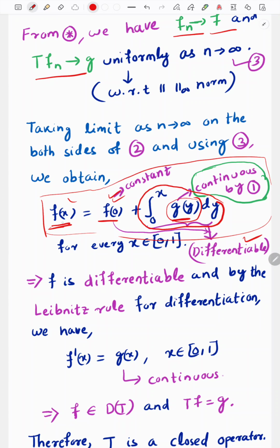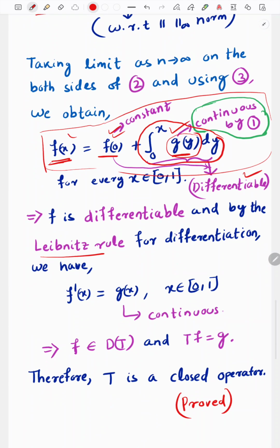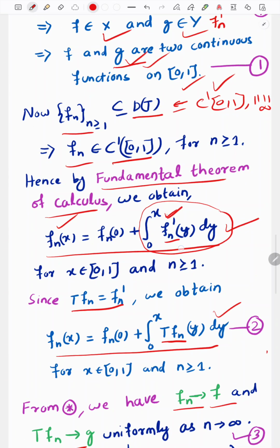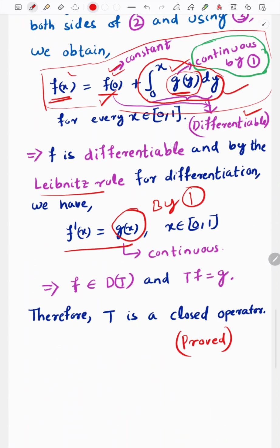Therefore we get that f is a differentiable function. So we can take the derivative on both sides by using the Leibniz rule. By using the Leibniz rule we can differentiate this integral term also. Then we will get these things, because the derivative of a constant is equal to 0, and the derivative of this integral is equal to g(x). So therefore f dash x is equal to g(x). But g(x) is a continuous function, as we have already shown in part 1. So our f dash is a continuous function, which means our function f is differentiable and its derivative is also continuous.